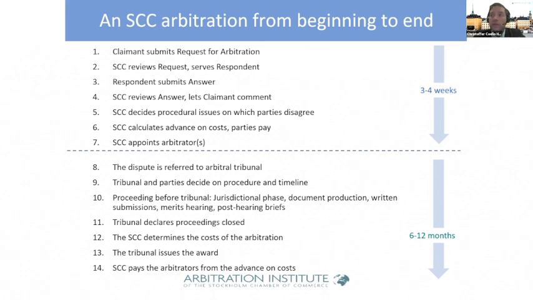So as you can see on this chart, the whole proceedings from request for arbitration to the final award being rendered will usually take between 6 to 12 months. And after this, the award is circulated by the tribunal to the parties and also to the SCC.